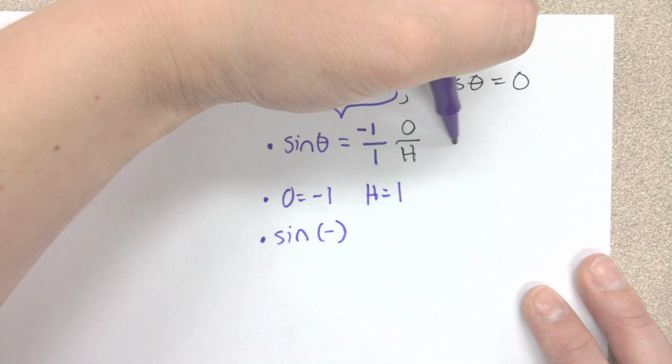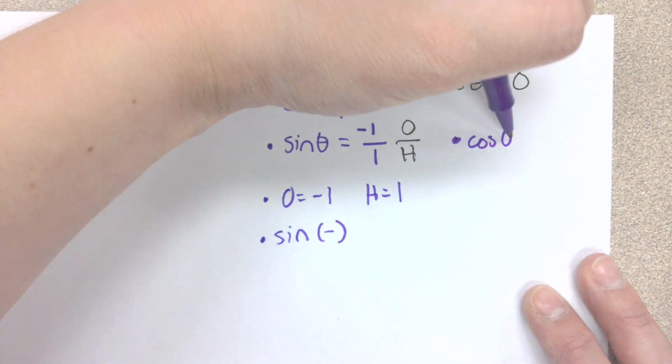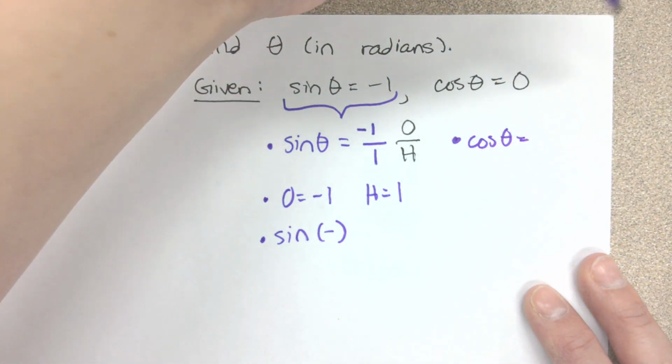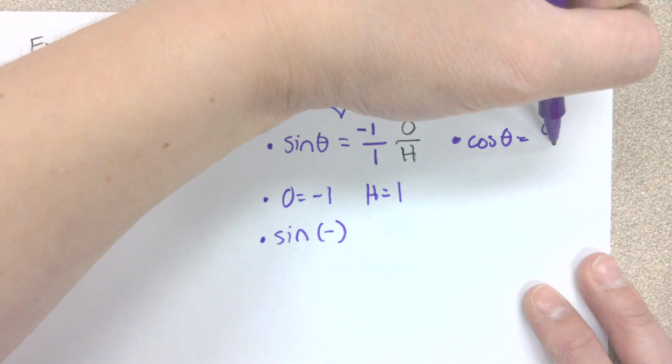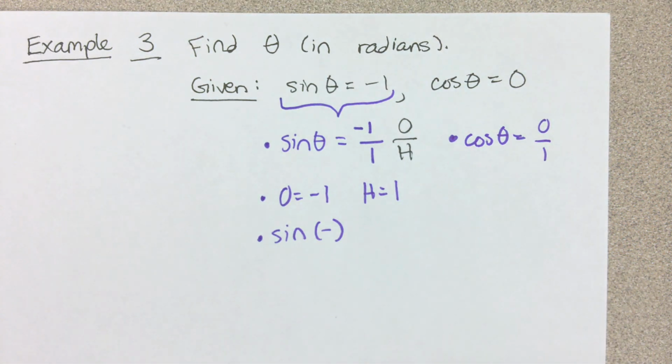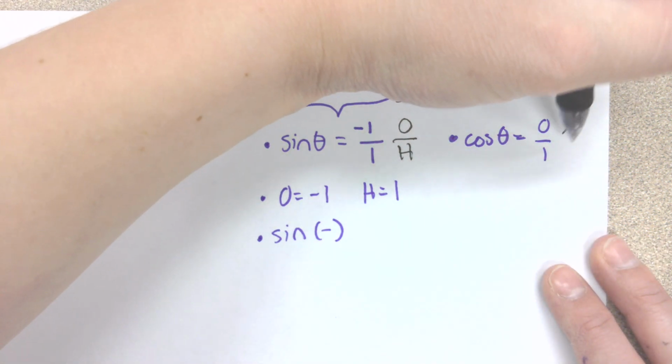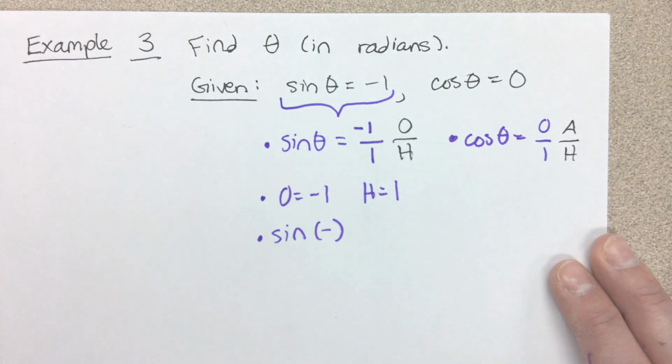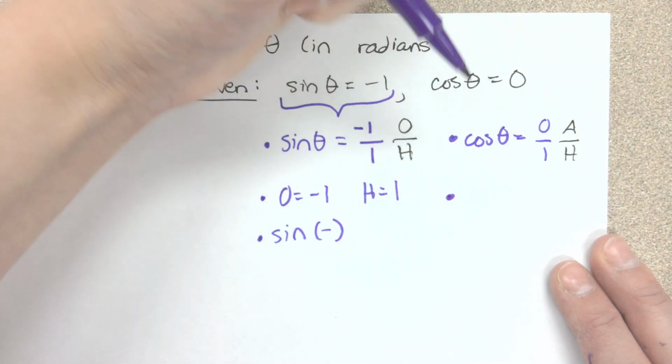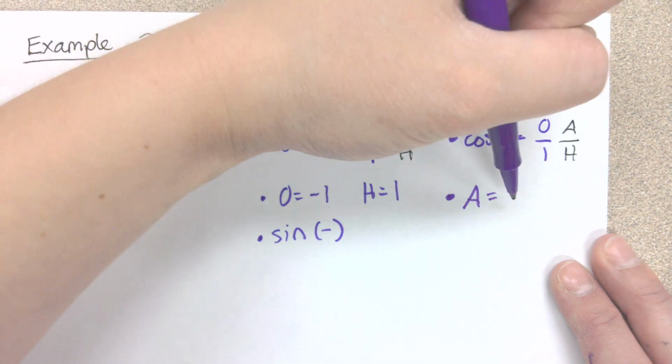Cosine, we're going to do the same thing. Cosine of theta, 0, that one's easier. That's just 0 over 1. So we have A over H. So that means A is 0.